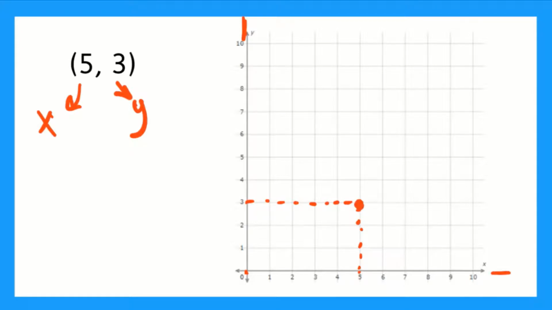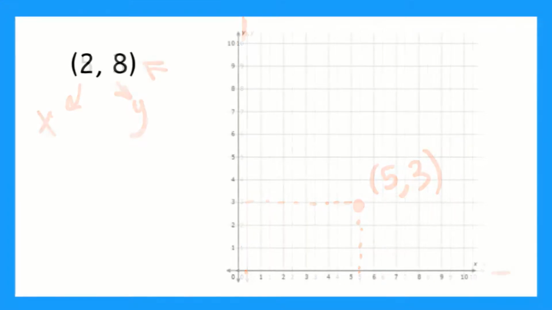Right here, that's the point that's represented by these coordinates. So I can label it 5, 3. Nice work. Let's do another one.